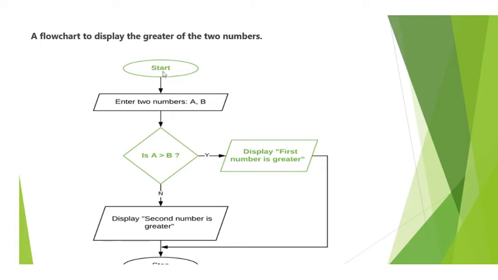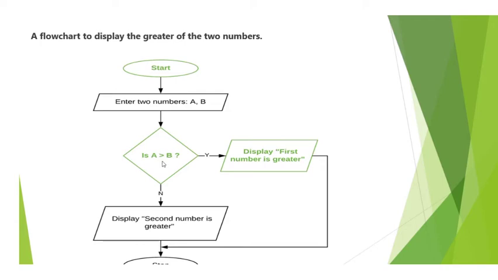Okay, first start, then the input box, then process. In process we are going to write down both numbers. Next, the third step will be to do the comparison between the two numbers. As given in the question, we have to display the greater of the two numbers. So is A greater than B? It is a question. We have to find out the outcome.